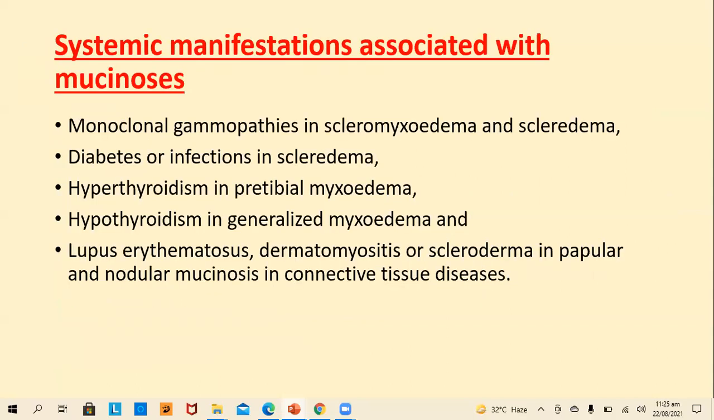The systemic manifestations associated with primary mucinosis are the monoclonal gammopathies, which are seen in Scleromyxoedema and Scleredema, diabetes or infection seen in Scleredema, hyperthyroidism seen in pretibial myxoedema, hypothyroidism in generalized myxoedema, and lupus erythematosus, dermatomyositis, and scleroderma in papular and nodular mucinosis, all seen in connective tissue diseases.